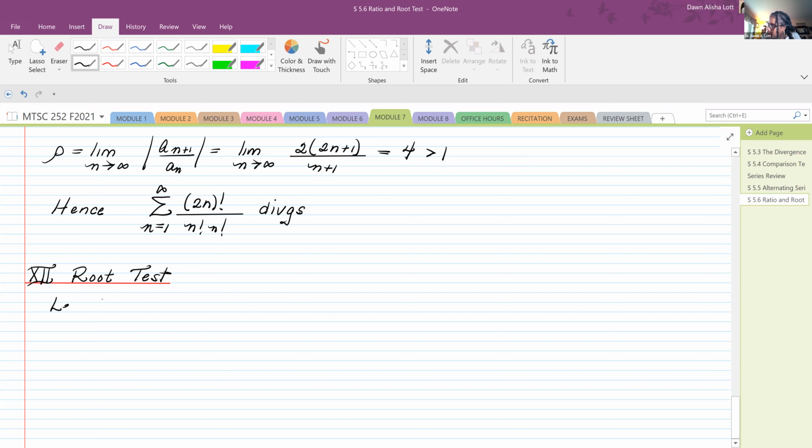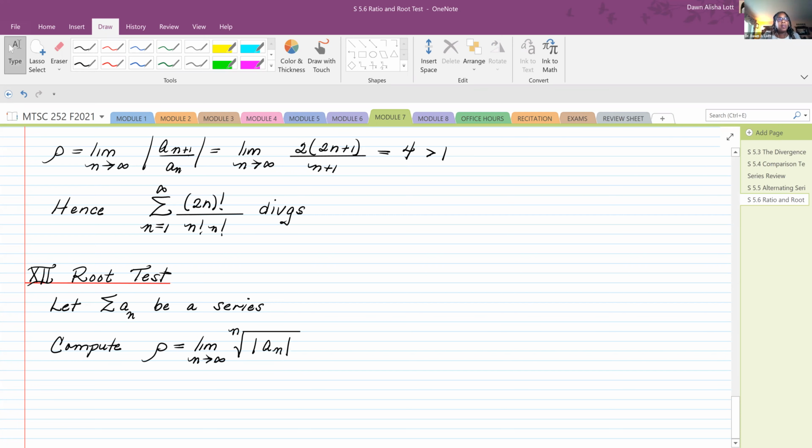Let summation a_n be a series. Compute rho, which is the limit as n approaches infinity of the nth root of the absolute value of a_n. So compute that. Same thing.